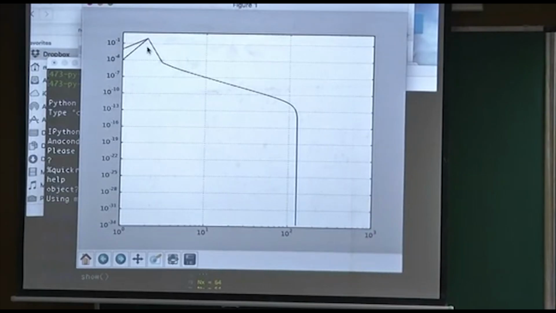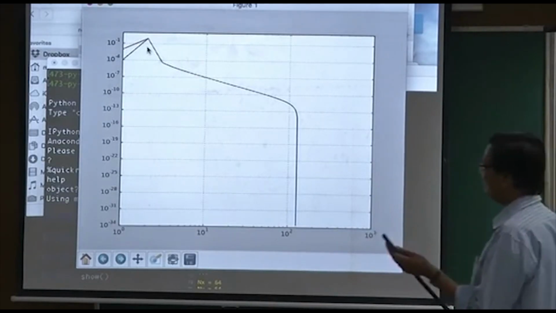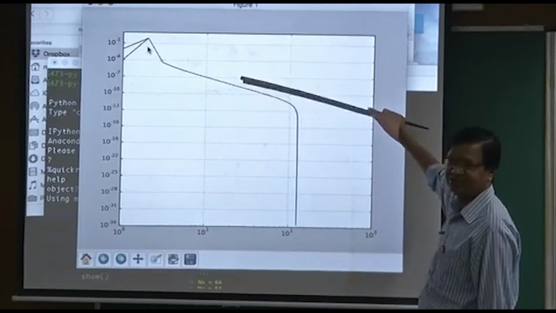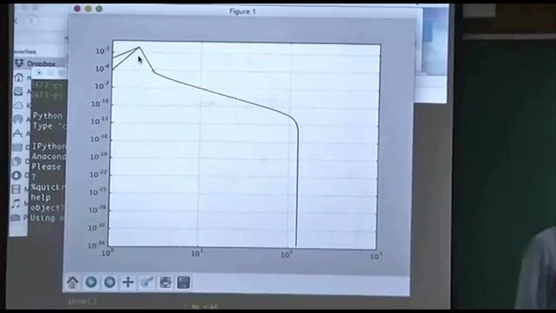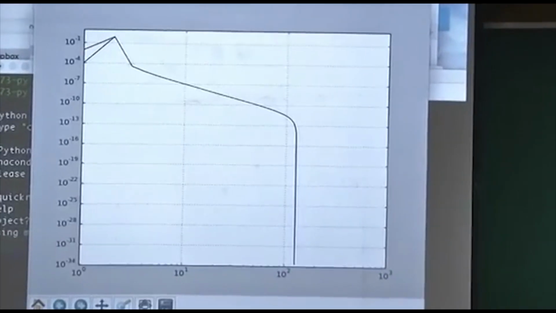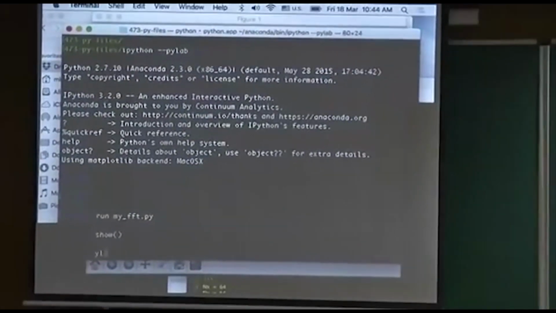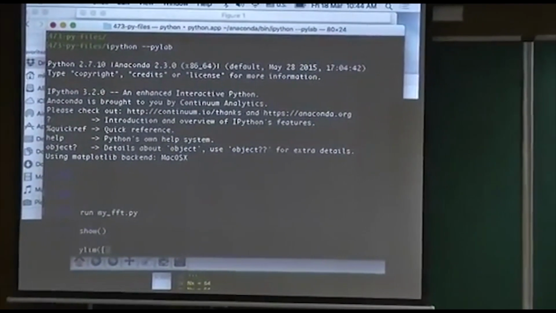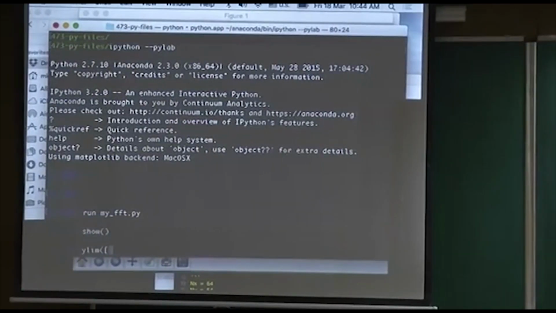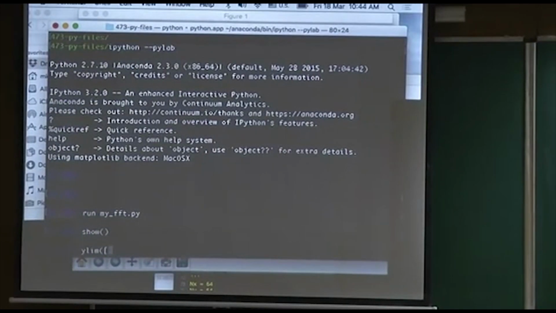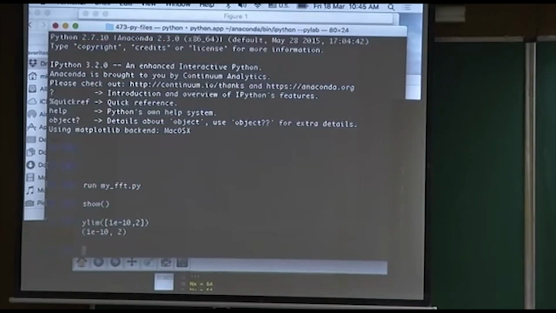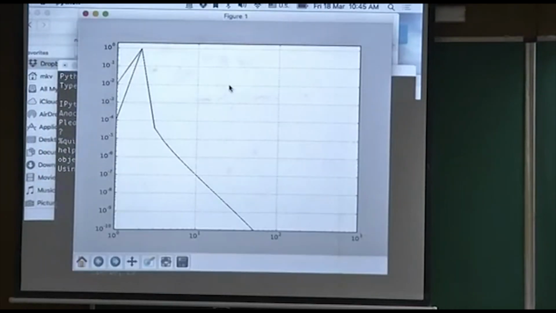Now, I do not like the 10 to the power minus 34. In fact, they are too tiny. From this onward is too tiny. So, let us put a y limit so that I do not see all this stuff. Let us put 1e minus 2. I know the answer is 1, but let us put 2. This is my y limit. Now it looks slightly sensible, no?